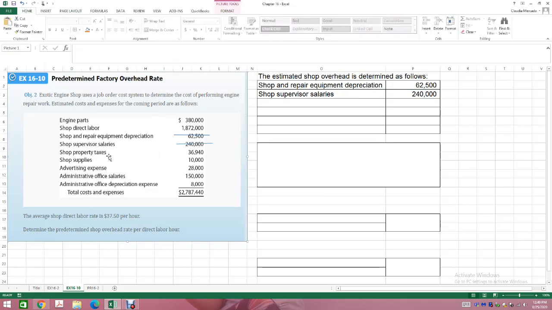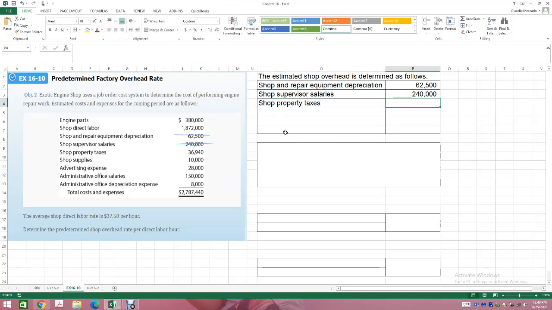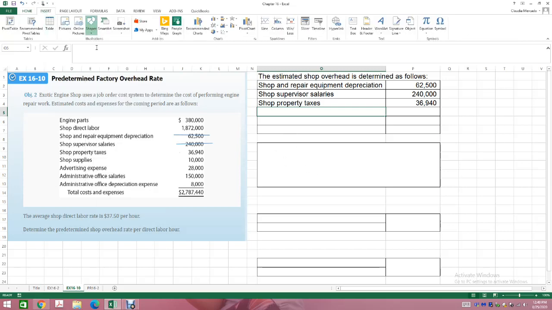Shop property taxes. These taxes are not materials. These taxes are not labor. So if they don't fall into those two categories, then they fall into the other bucket, which is your overhead. So here we're going to have our shop property taxes of $36,940. Remember, we have three buckets: materials, direct labor, and whatever doesn't fall into those two buckets goes into the third bucket, which is your overhead.